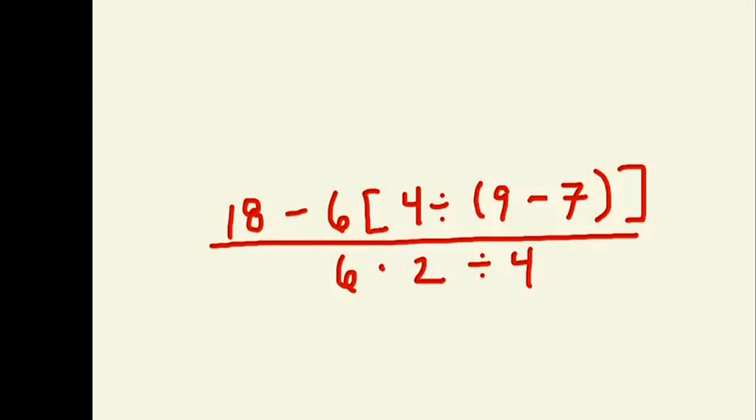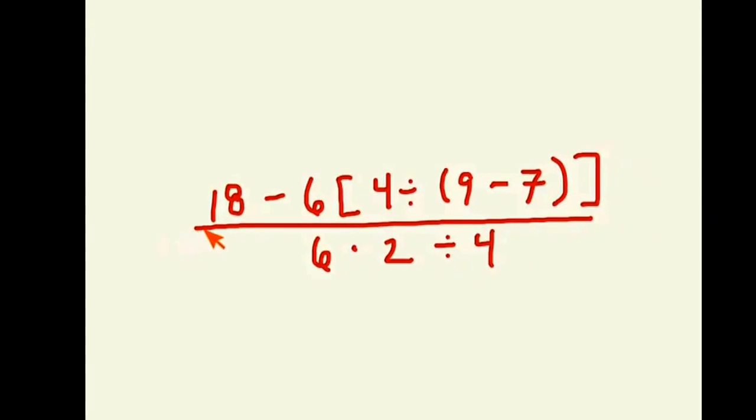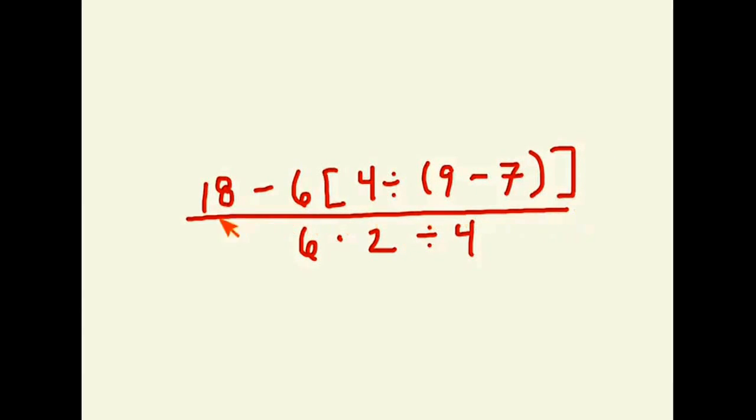Okay, here's a big grouping symbol that you've never known. This division bar right here in a fraction. Here's a big long fraction. It's 18 minus 6 times 4 divided by parentheses 9 minus 7 parentheses close bracket, over 6 times 2 divided by 4. Okay, so what happens here is this is a big grouping symbol, but you actually do it last. You actually do this division bar. Whatever you get up here, you divide by whatever you get down here. So we're going to show you this cool thing that I think a student taught me before.